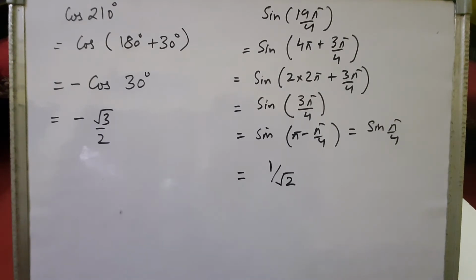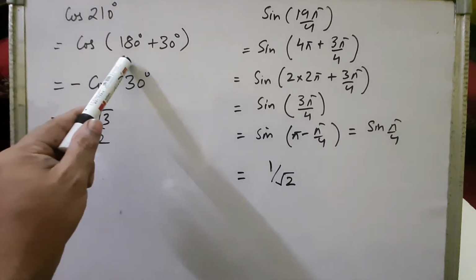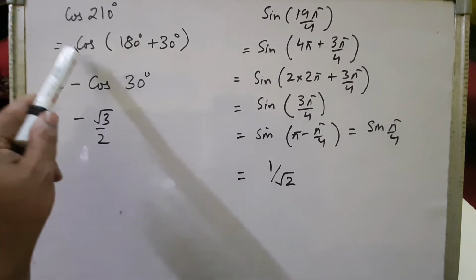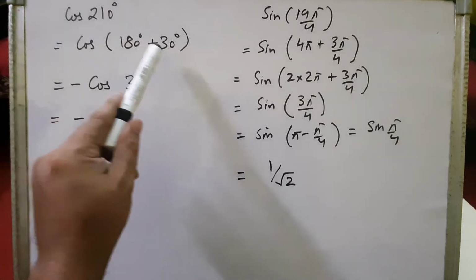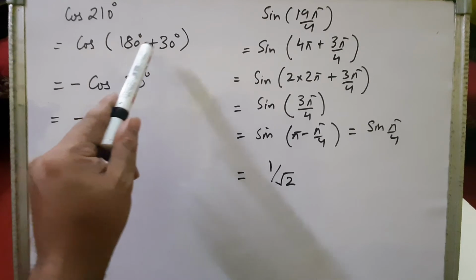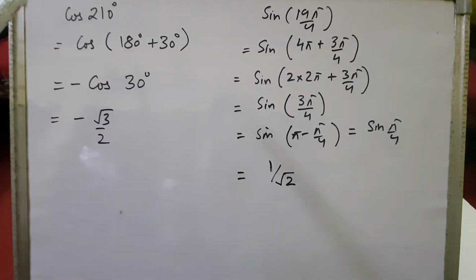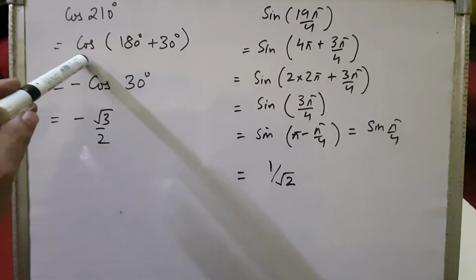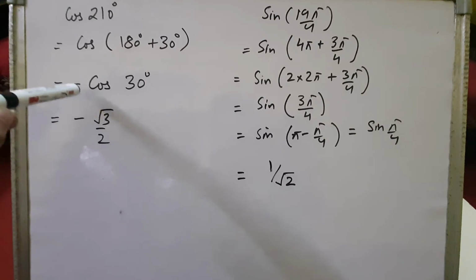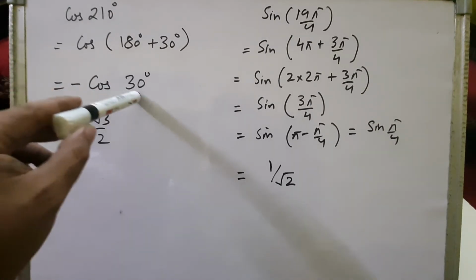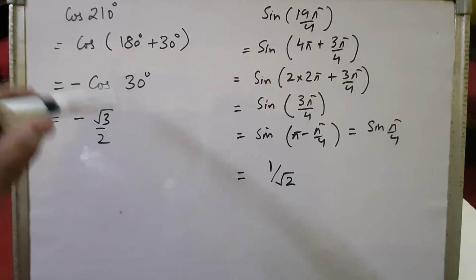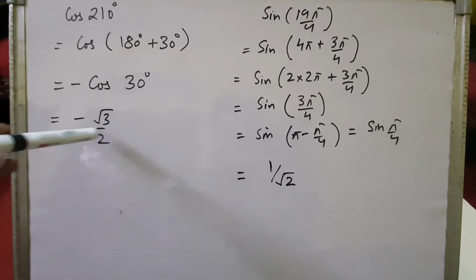Understood, children? This is very important to understand. Cos 180 degrees, no change, cos will remain the same. 180 plus something means this angle will lie in the third quadrant. In the first quadrant all are positive, in the second quadrant sine and cosec, in the third quadrant tan and cot are positive, and in the fourth quadrant cos and sec are positive. Remember the ASTC graph. So in the third quadrant, cos is negative. That's why the minus sign will come. Minus cos 30 degrees. Cos 30 degrees has the value root 3 by 2. So the value of cos 210 will be minus root 3 by 2.